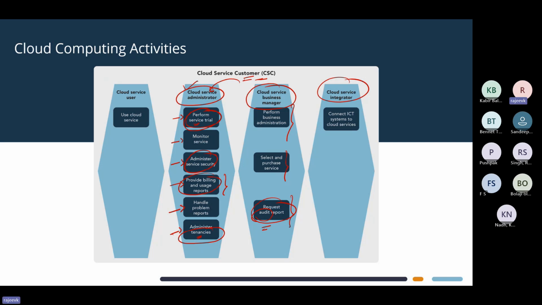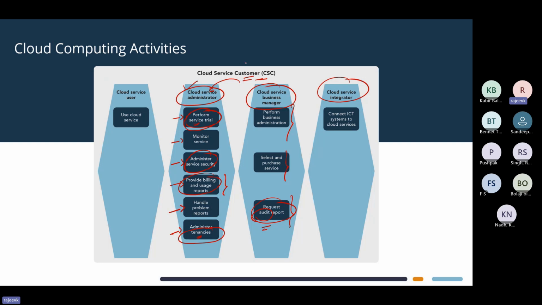So a cloud service integrator is one of the sub roles responsible for integrating your existing product with the cloud, to ensure that we are smoothly transitioning from on-prem infrastructure to the cloud, or we might be operating in a hybrid model. So both are managed properly. These are some of the roles and sub roles defined under the cloud service customer.